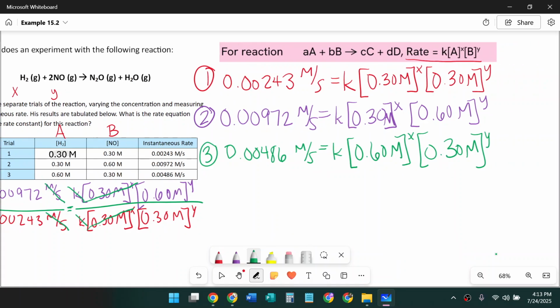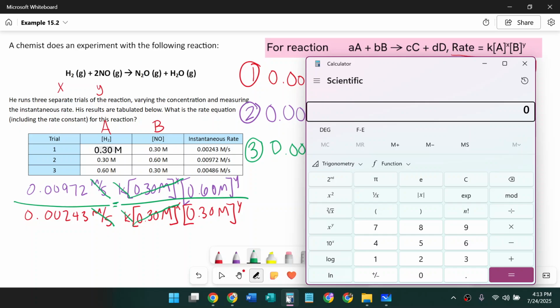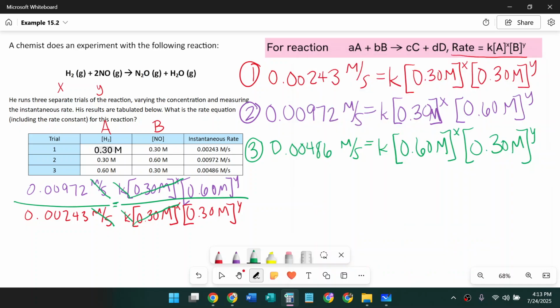So let's take out our calculator, and we're going to go ahead and divide 0.00972 divided by 0.00243. All right, so on the left we get 4, and let's go ahead and write it with the right number of significant digits, which is 3. So 4.00, and there's no units because we canceled those.